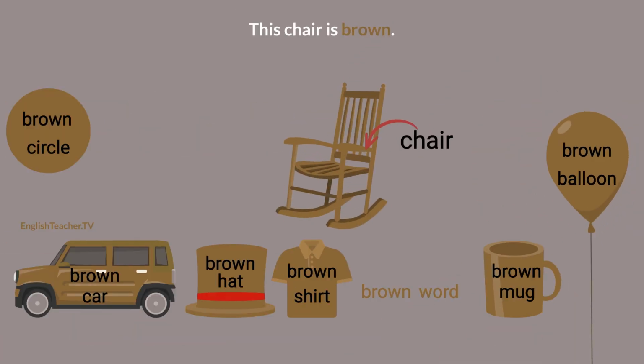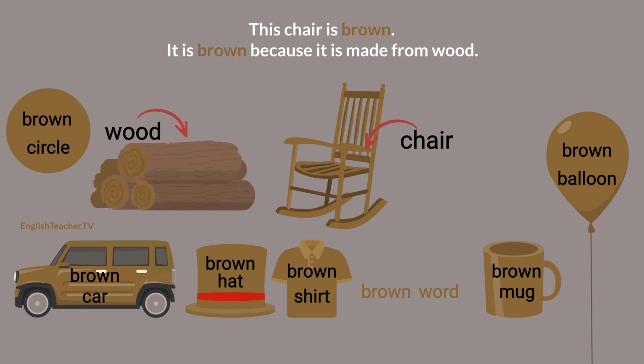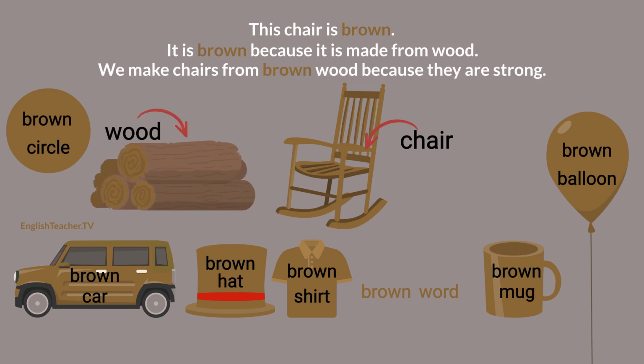Brown. This chair is brown. It is brown because it is made from wood. We make chairs from brown wood because they are strong.